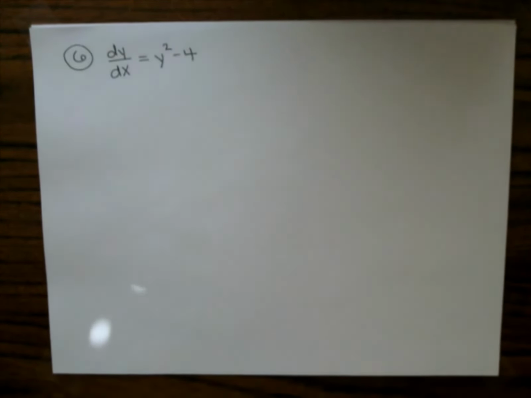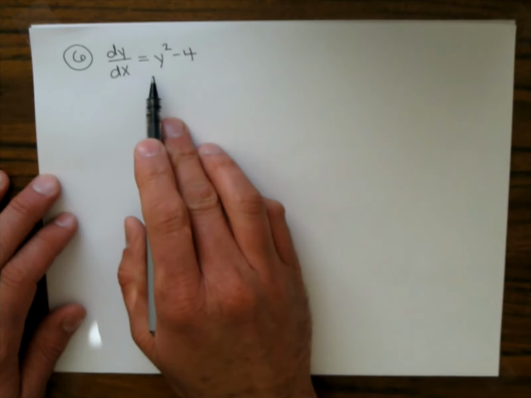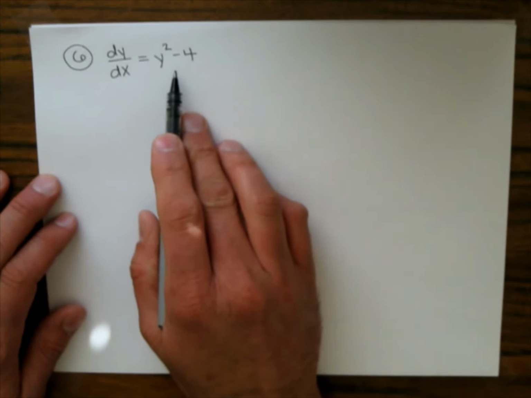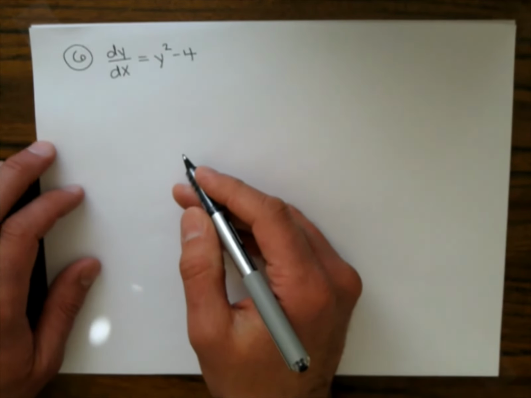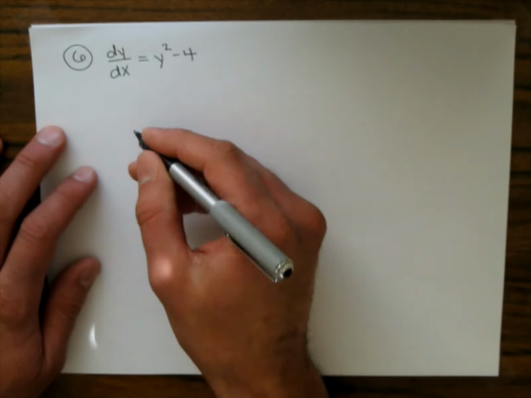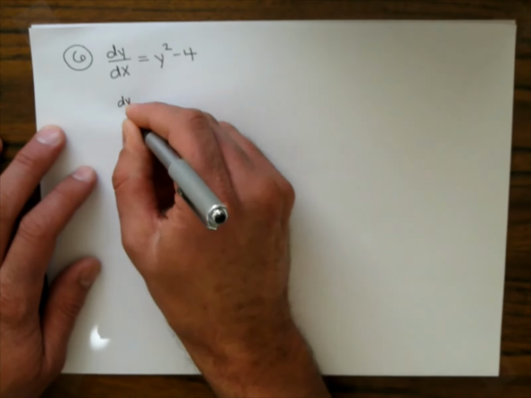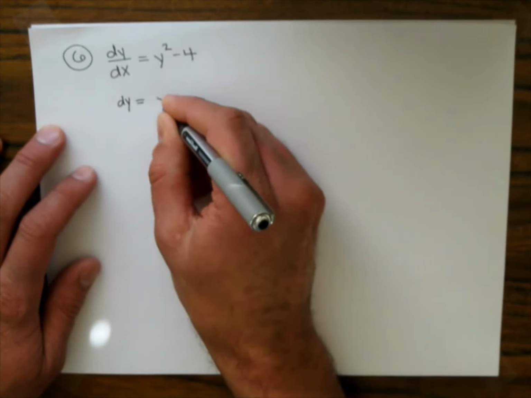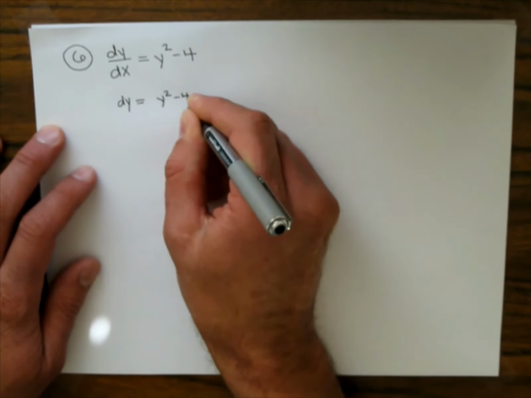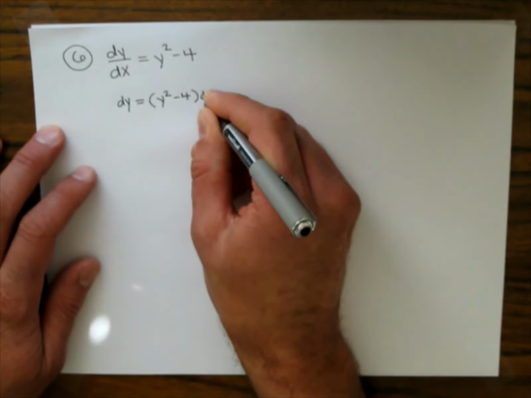Okay, let's go ahead and solve this differential equation. This differential equation is separable. The function of x on the right-hand side is, I guess we can call it g of x equals 1, and h of y equals this. So we can separate this. I'm going to multiply both sides by dx. So I have dy equals y squared minus 4 times dx.